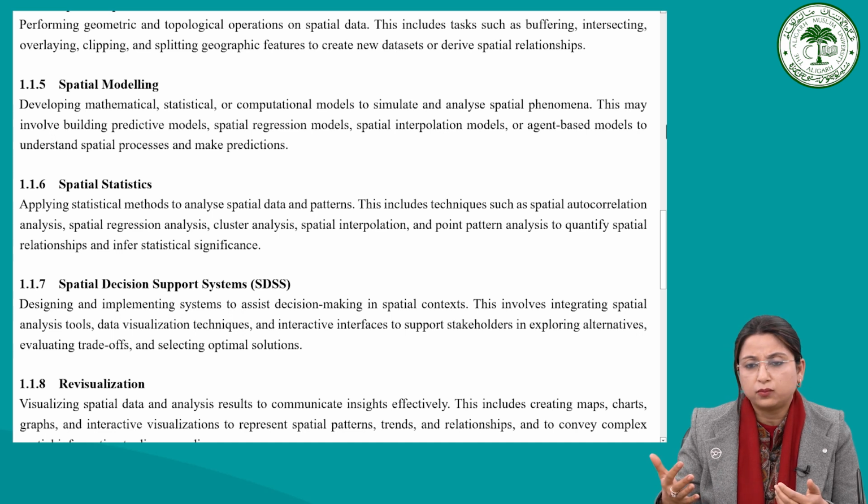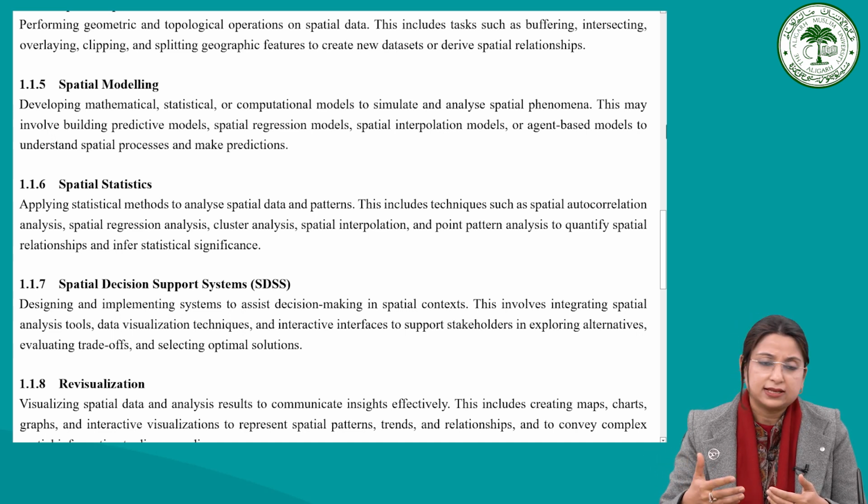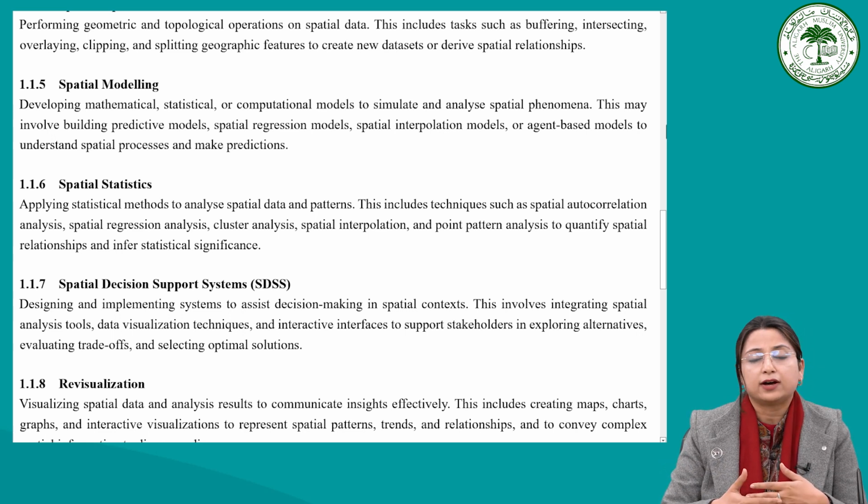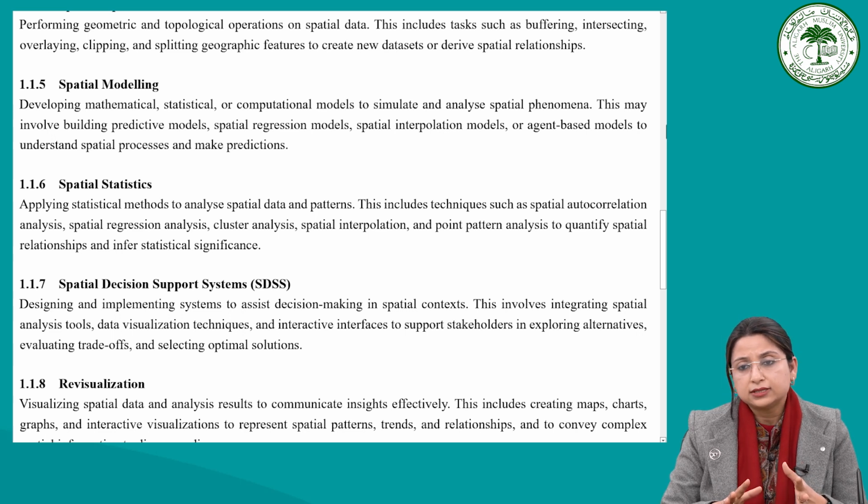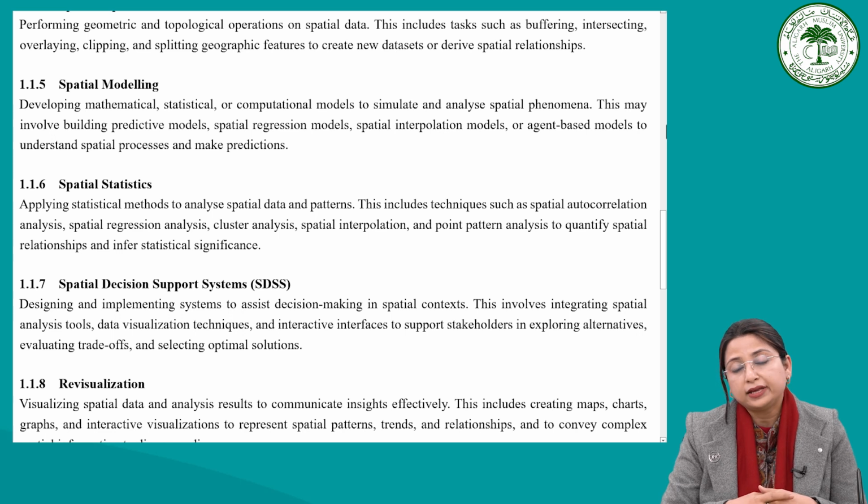There are different types of models, and we can say statistical, mathematical and computational models. One I have named is the Markov model. For the statistical models, we can say the analytical hierarchy process model, that is AHP. These are the different models which can be used. There are certain predictive models also there for future predictions. There are spatial regression models, spatial interpolation models, or even agent based models to understand the different spatial processes and make predictions.